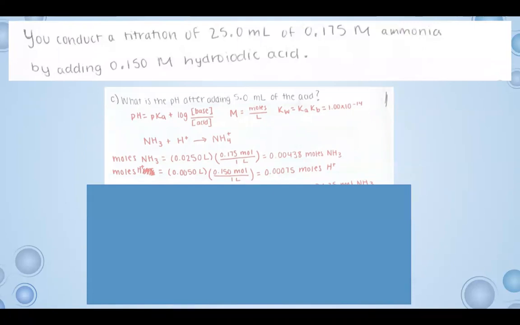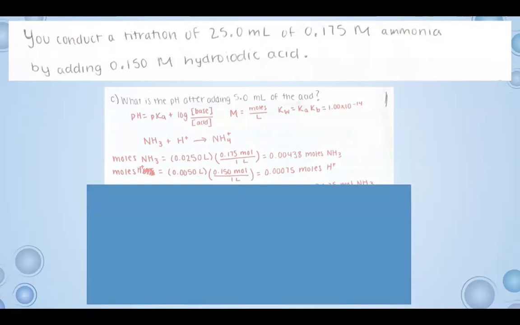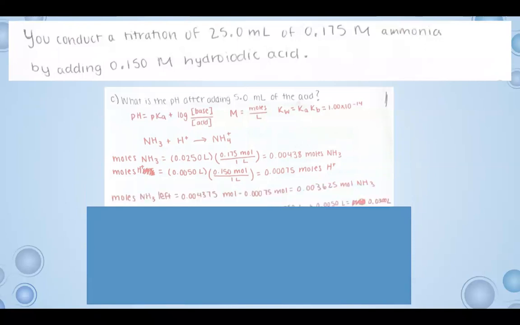The moles of NH3 is equal to the volume that we started with, 0.0250 liters times the molarity of the NH3. And for H+, we only had 5 milliliters of acid times 0.150 molar to give 0.00075 moles of H+. We subtract this amount from the moles of NH3 to find how many moles of NH3 are left after all 5 milliliters of acid are added.